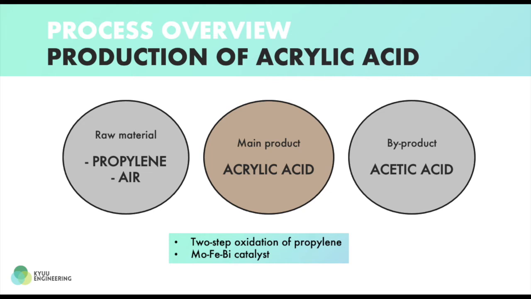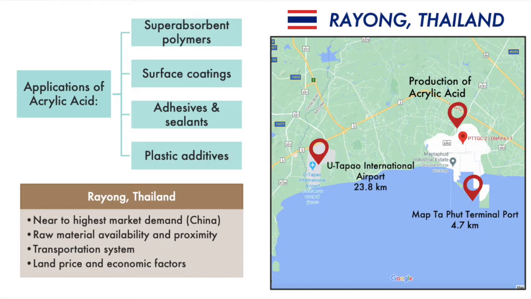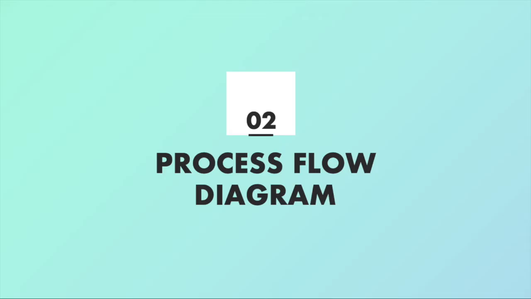From our previous market survey, acrylic acid is seen to have high market demand, especially in Southeast Asia. This is due to the various applications of acrylic acid, such as the production of super-absorbent polymers, surface coatings, adhesives, and many other industries. We have also decided to locate our production plant in Rayong, Thailand, as it benefits our company in many factors. Now, let's go to our process flow diagram.